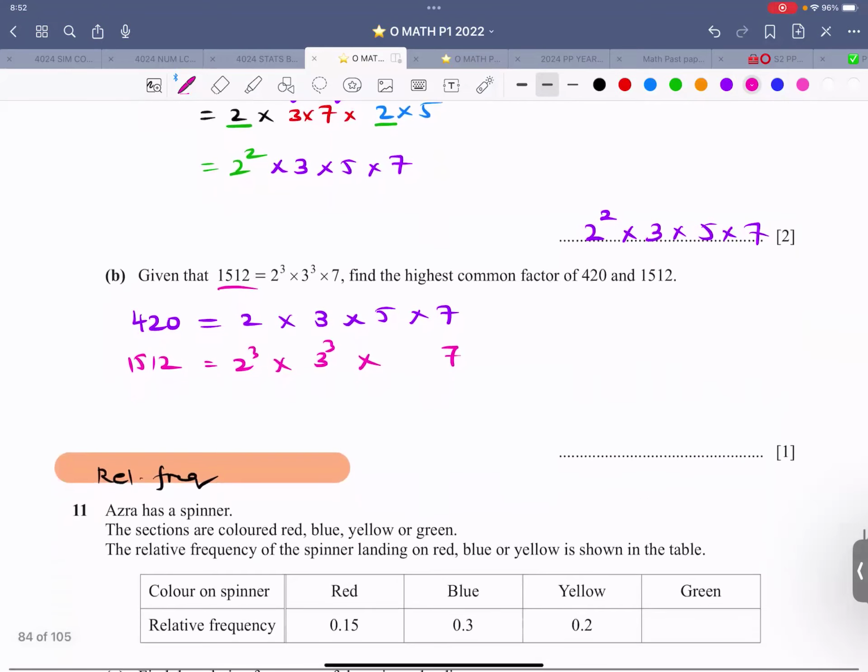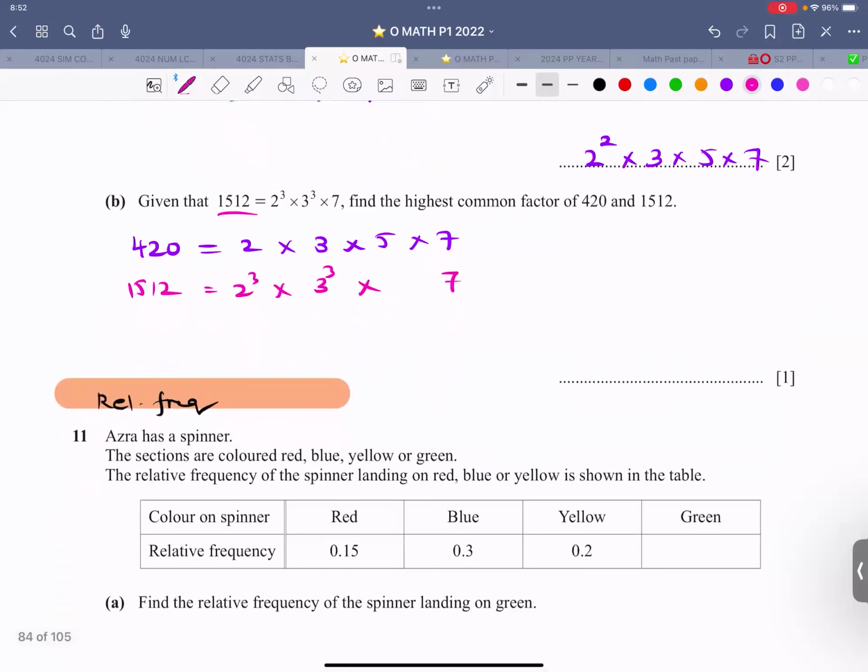So when we look for the highest common factor, basically we are looking for the lower power among the two. Both have 7, so 7 will go over here, definitely. Between 3 and 3 cube, choose the smaller one, which is 3. Between 2 and 2 cube, choose the smaller one, which is 2. So 2 into 3 is 6, 6 into 7.